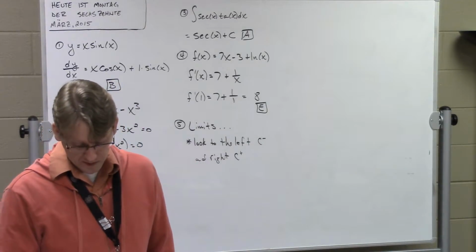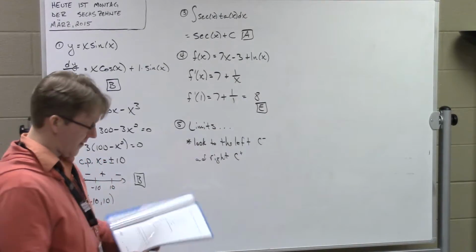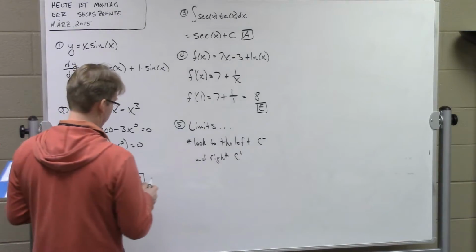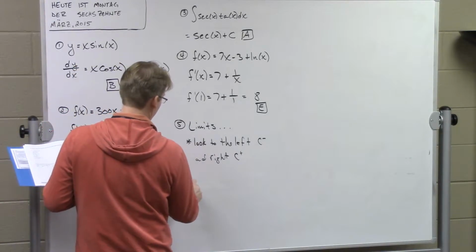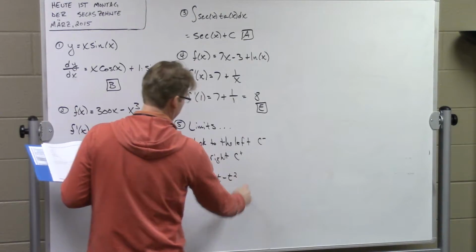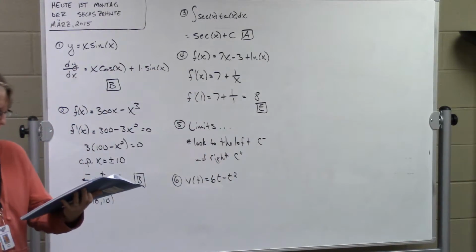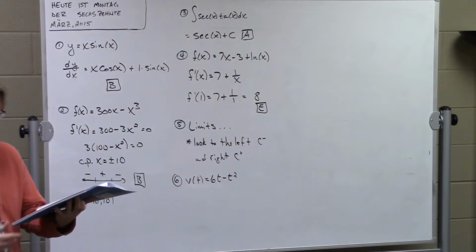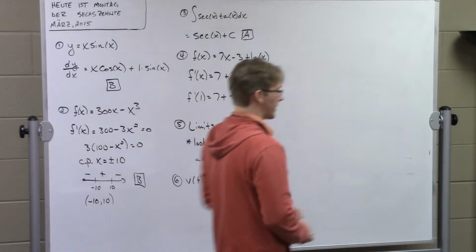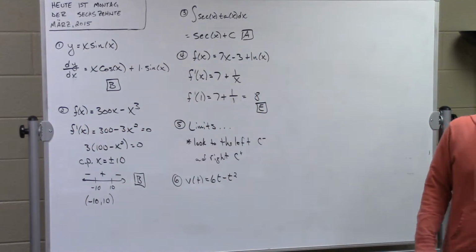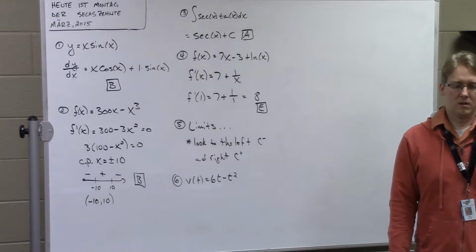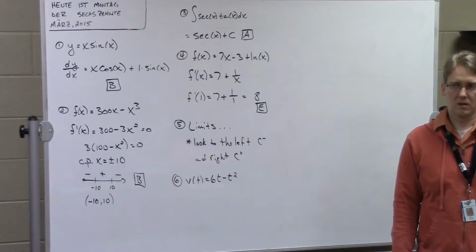A particle moves along the x-axis. The velocity of the particle at any time t is 6t minus t squared. All right, so our velocity is 6t minus t squared. What is the total distance traveled by the particle from time 0 to time 3? Ooh. Total distance traveled. How do I do total distance traveled? First you need to see if it changes.